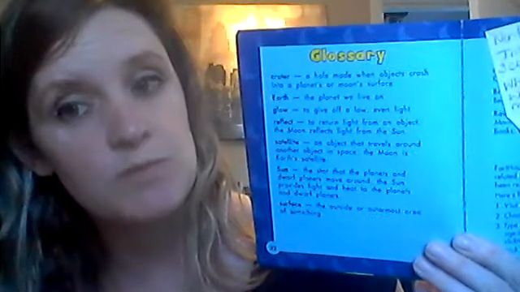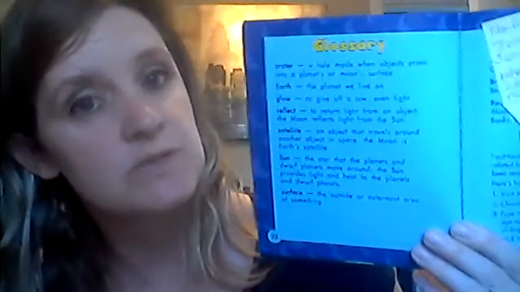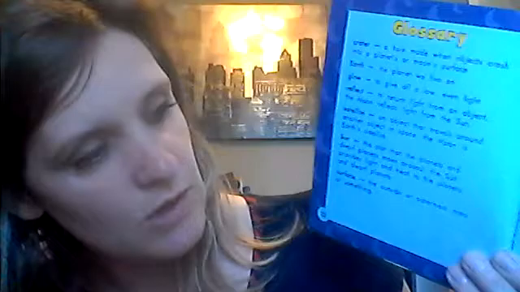So sometimes there can be man-made satellites, and this one is a satellite. The moon is also a satellite, but it's not made by man. Sun, the star that the planets and dwarf planets move around. The sun provides light and heat to the planets and dwarf planets. And surface, the outside or outermost area of something.